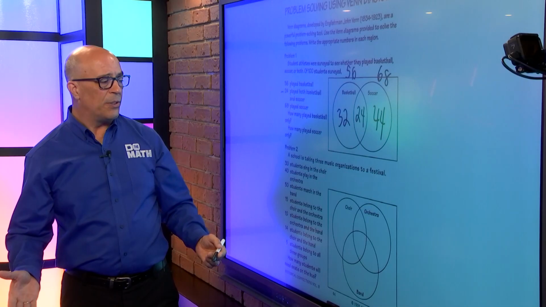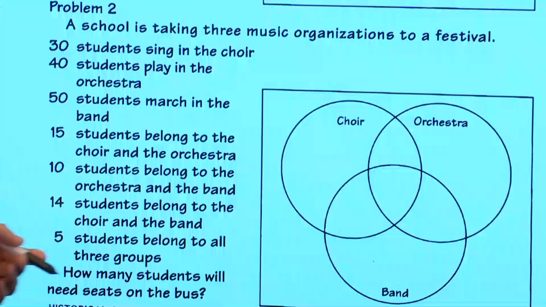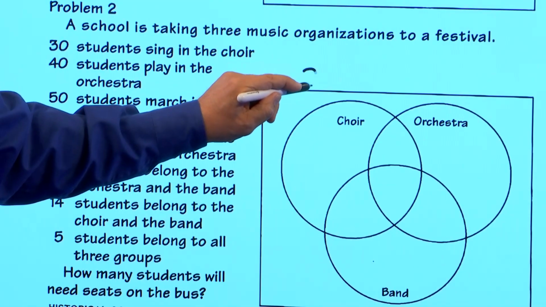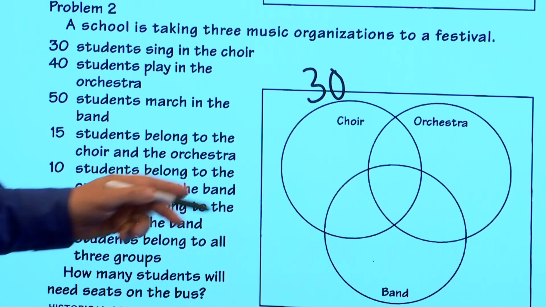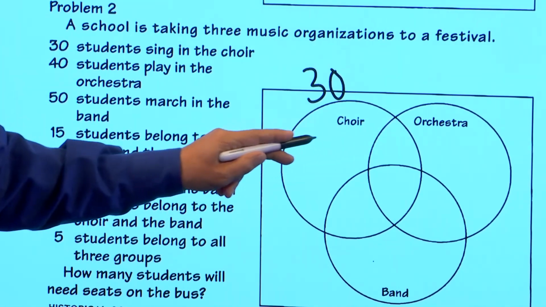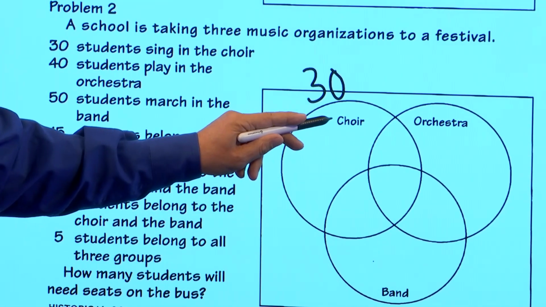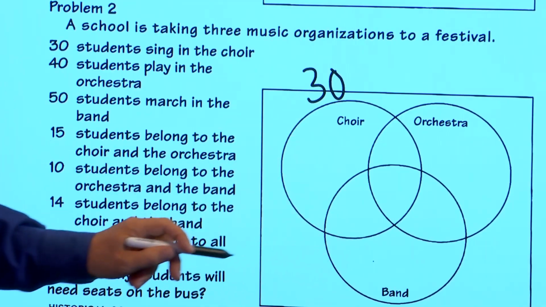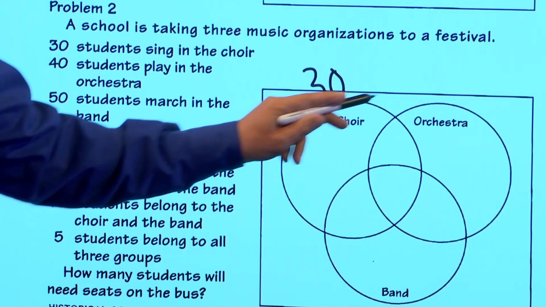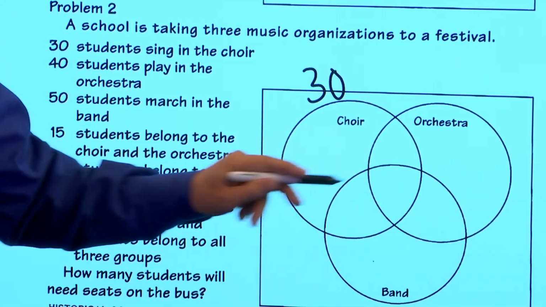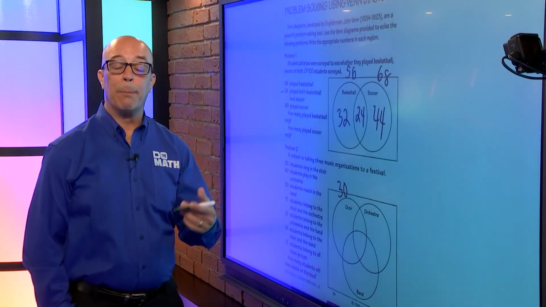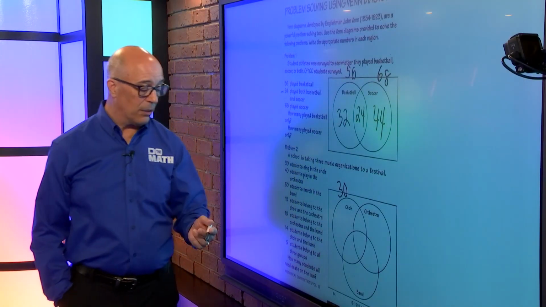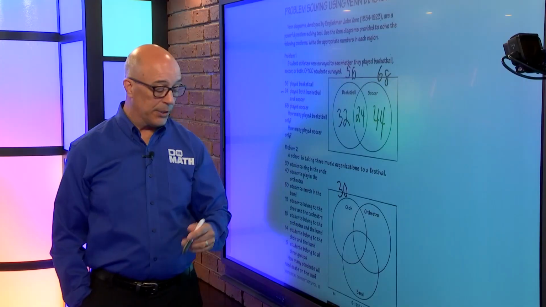Now we have one that's a little bit longer. We have 30 students who sing in the choir. So we can just put 30 up here because they sing in the choir. But there are kids that are going to be in the choir and they could be in orchestra. And there are kids that could be in the choir and in band. And there are kids that could be in the choir, orchestra, and band, which is that central part right there. So when you have a lot of information like this, one of the strategies is to work backwards. Let's see if working backwards helps with this one.